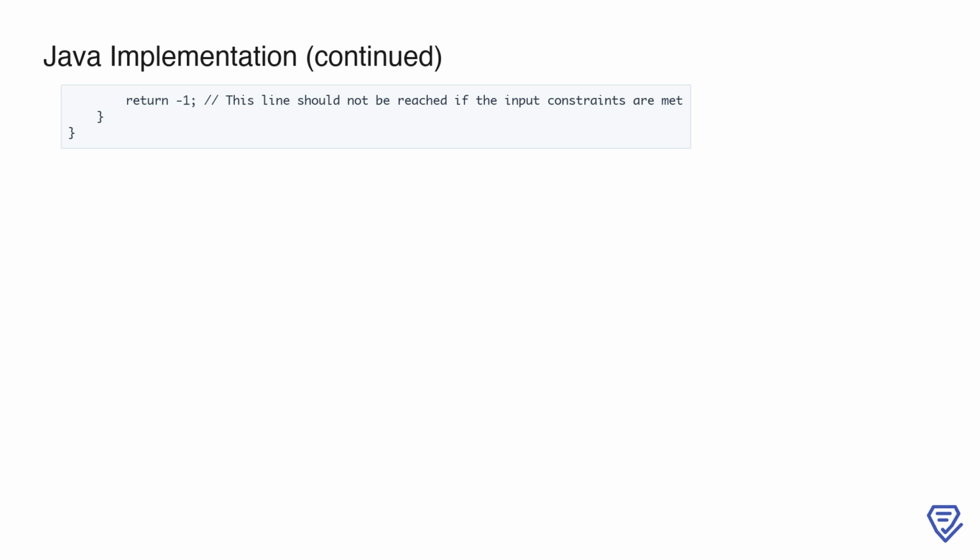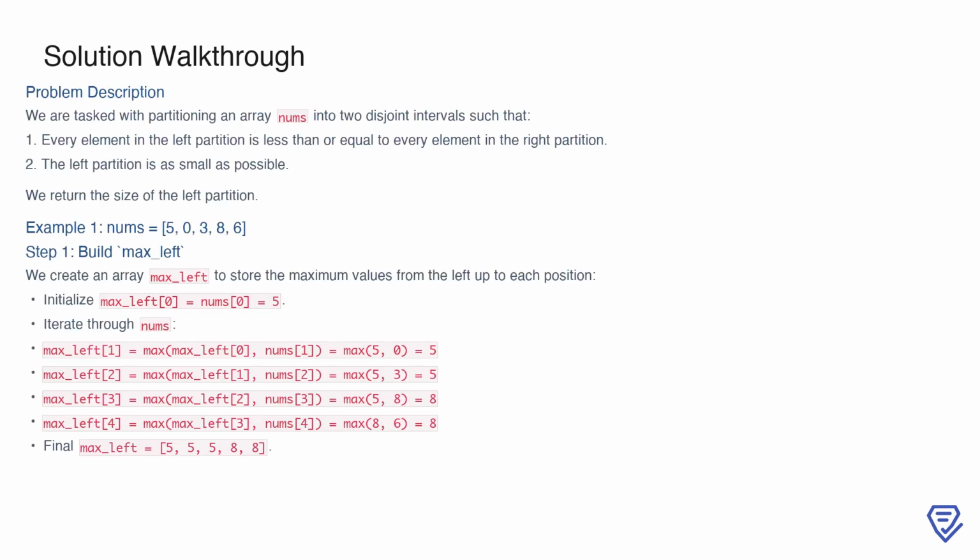problem. In this problem, we are given an array nums, and we need to partition it into 2 disjoint intervals, a left partition and a right partition. The key requirements are that every element in the left partition must be less than or equal to every element in the right partition, and the left partition must be as small as possible. The goal is to return the size of the left partition.